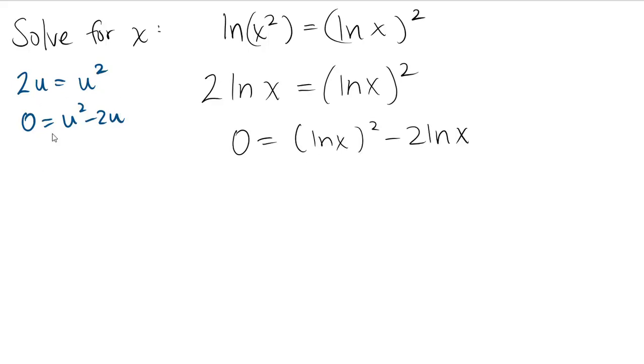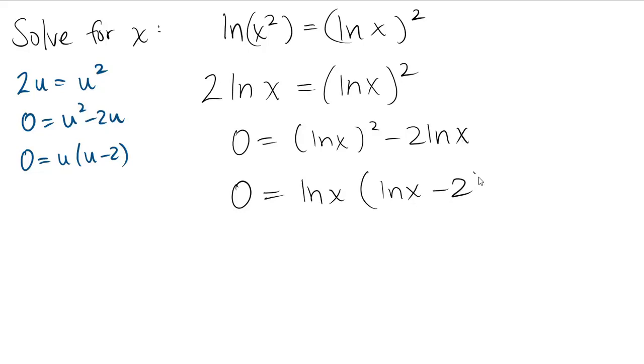Now what would we do next in this equation with the u's in it? Well, we would factor. We'd factor out a u from each term. I'm going to do the same thing in our equation, except I'm going to factor out the natural log of x. When I factor the natural log of x from the natural log of x squared, it leaves behind the natural log of x. And when I factor out the natural log of x from negative 2 times the natural log of x, it leaves behind a minus 2. You can see the equations are essentially the same, except every place where I have a natural log of x in the original equation, I have a u over here.